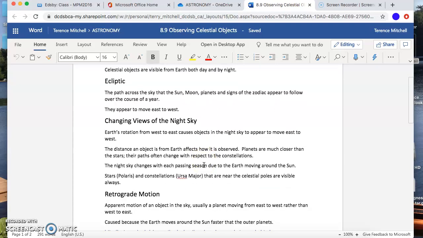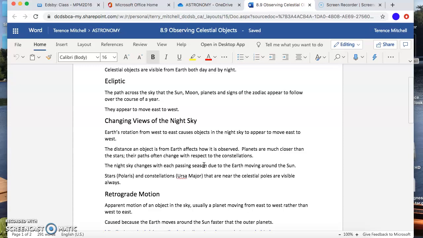So, the changing views of the night sky. Our Earth's rotation from west to east causes objects in the night sky to appear to move from east to west. Now, the distance an object is from Earth affects how it's observed. Planets are much closer than the stars, so their paths often change with respect to constellations. And the night sky changes with each passing season due to the Earth moving around the sun.